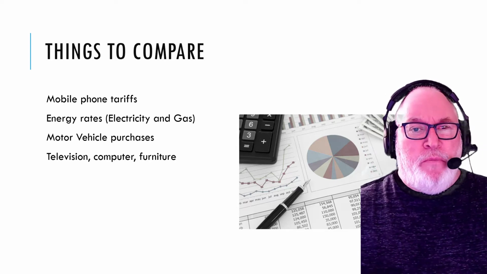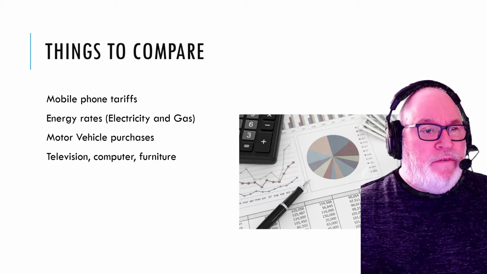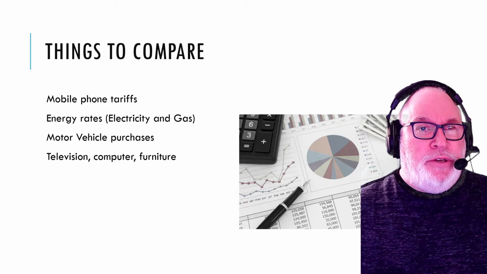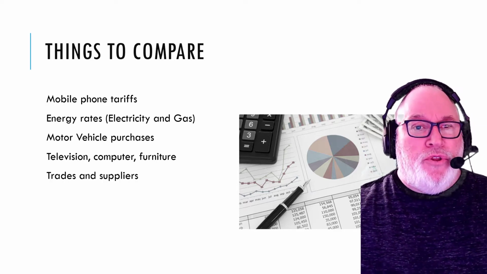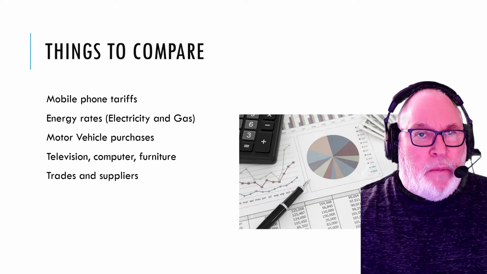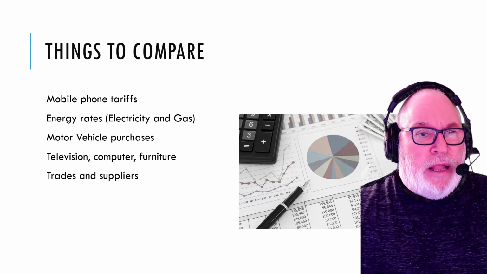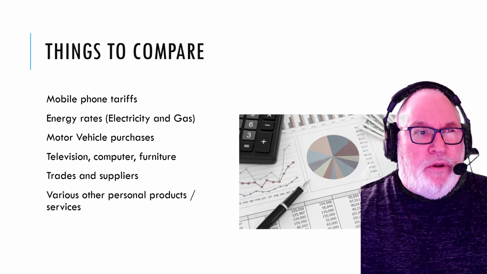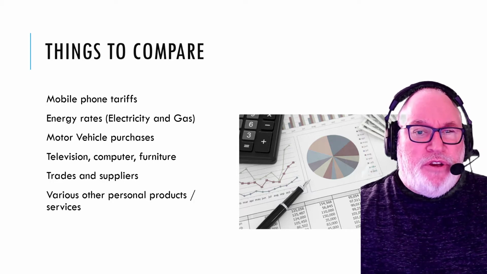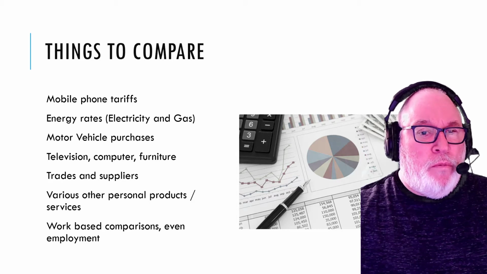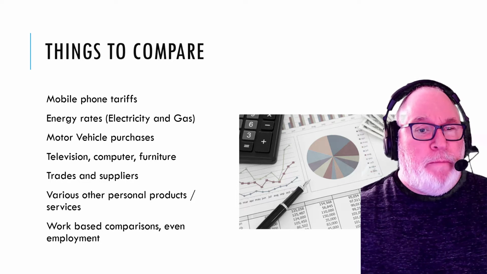Buying a television, computer, furniture, you compare it with something else. You compare it like for like and whether you're getting the best price. Is it worth getting it from there or from there if I can save money? Trades and suppliers. You've got a plumber, an electrician, anything else supplied to you. You need to compare and shop around, and that's what we do. There are various other personal products and services around the home, but there are also work-based comparisons that we need to do for part of our employment.